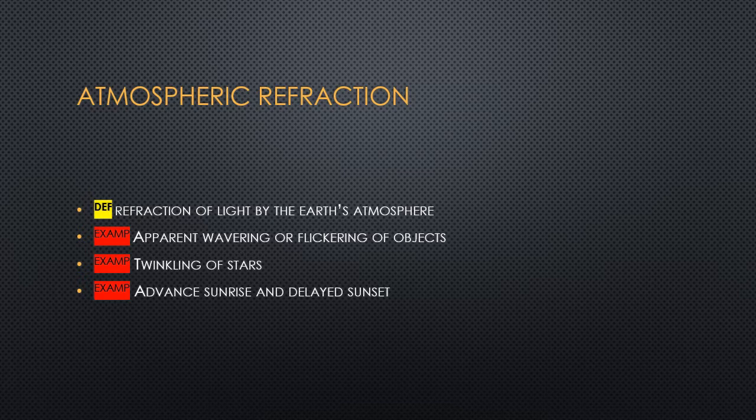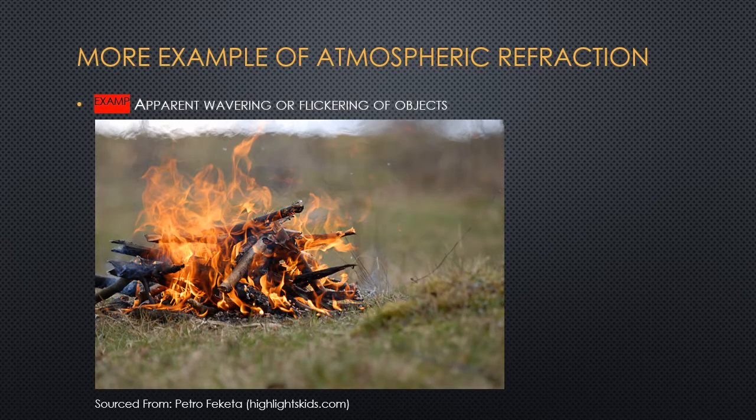Then the third is the advanced sunrise and the delayed sunset. What it is: your sun is actually visible to you 2 minutes before its actual sunrise, and it sets 2 minutes later, right? Why it happens, we're going to discuss that also. So all these three are examples of atmospheric refraction. Okay, so we're going to discuss our first example, that is the apparent wavering or the flickering of objects.